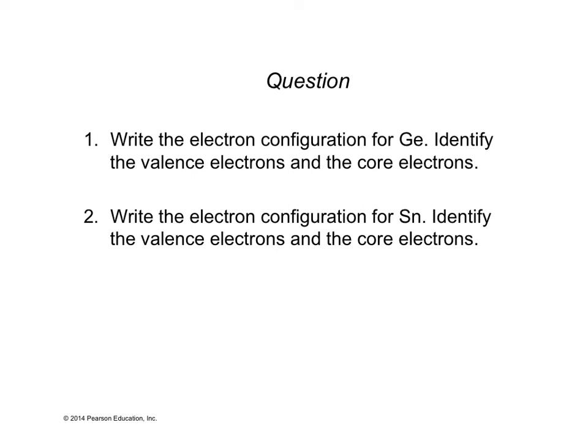Okay, so another question. On the first part, I want you to write the electron configuration for germanium and identify both the valence and core electrons. And then the second question, I want you to write the same thing for tin and identify the valence and core electrons. So take a moment on that one, write it out, and then come back for the answer.